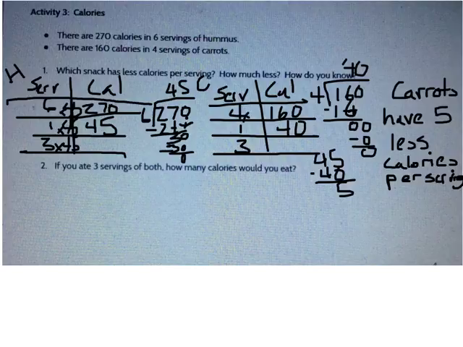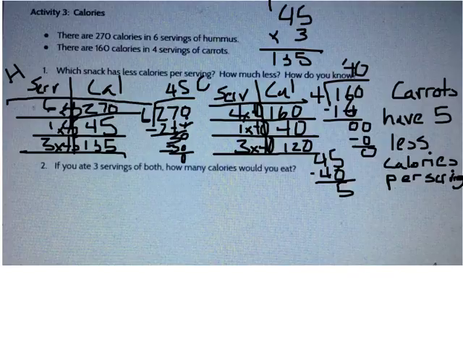4 times 40 is 160. 1 times 40 is 40. And 3 times 40 can be used to find the number of calories in 3 servings of carrots. Go ahead and find that now. How many calories are in 3 servings of hummus? How many calories are in 3 servings of carrots? There are 135 calories in 3 servings of hummus and 120 calories in 3 servings of carrots.